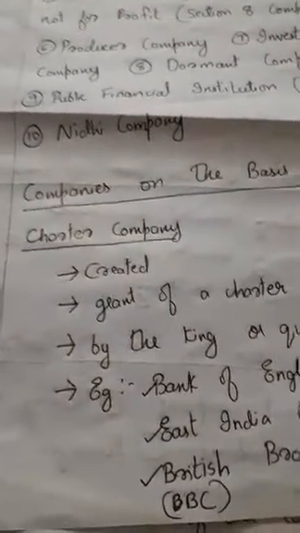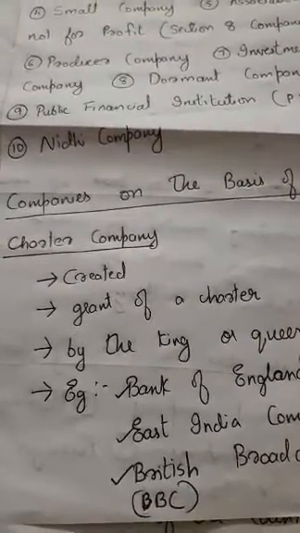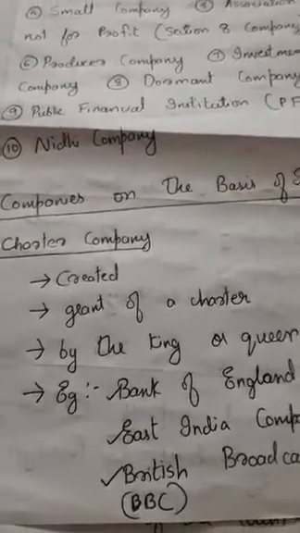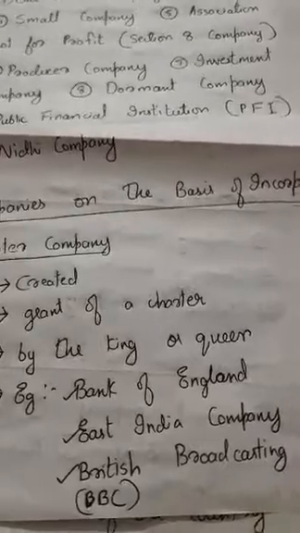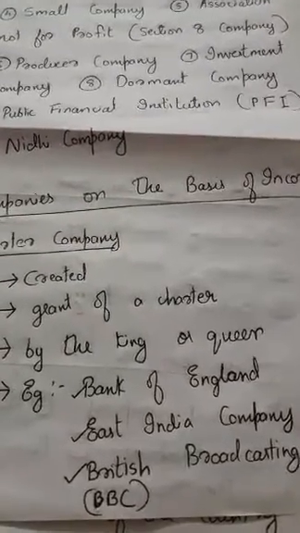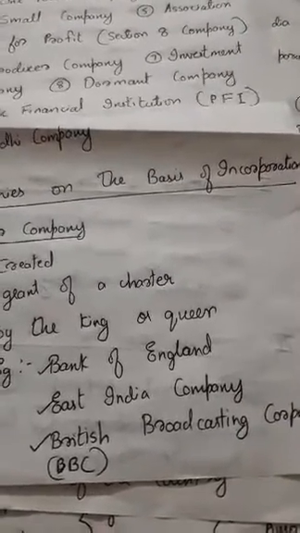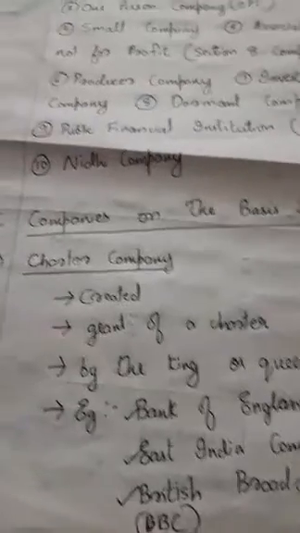The first one is charter companies. What is a charter company? Charter companies are those companies which are created by grant of charter. Who grants this charter? The king or queen. Bank of England, East India Company, and British Broadcasting Corporation (BBC) are examples of charter companies.